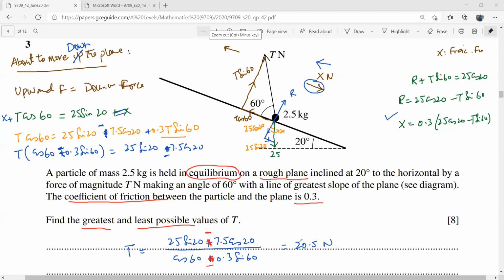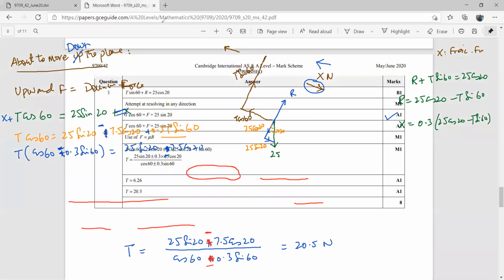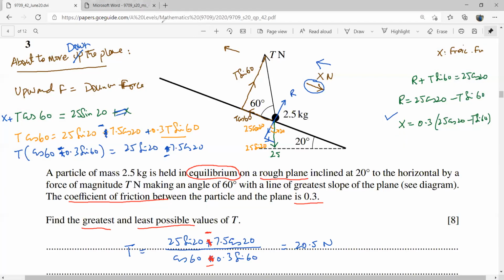6.26. Are you sure? 6.26. Okay, so that's the correct answer, by the way. So surely this is the minimum force, and that 20.5 was the maximum force. And make sure you do all this working again. Don't start overwriting there. You have to give a new heading, about to move down the plane, and then you will do all those changes.